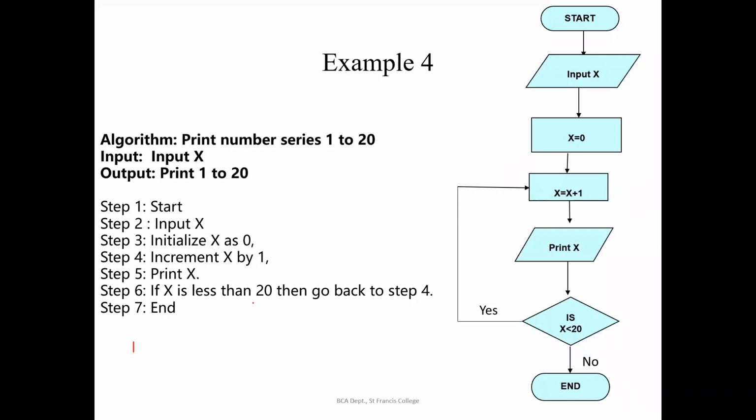After the first printing of x equal to 1, I'll be moving to the decision box, and I'll be checking whether x is less than 20. So what is the current value of x? Imtiaz, please send a message in the chat box. Okay, so now it is 1. So 1 is less than 20, so it will be taking the left flow line.